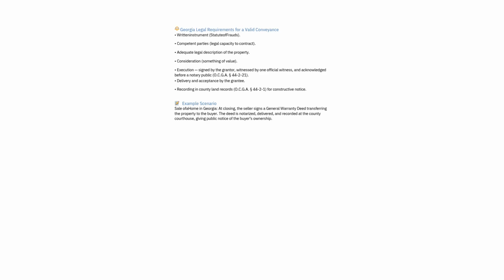Now, when it comes to recording in the county that the property resides in, that is not a legal requirement for the deed to be valid. However, it is common practice and it serves as constructive notice. An example of constructive notice is a sale of a home here in Georgia. At closing, the seller typically signs a general warranty deed transferring the property to the new buyer. The deed is then notarized, delivered, and recorded at the county courthouse, and that gives public notice of the new buyer's ownership. That is the example of constructive notice.